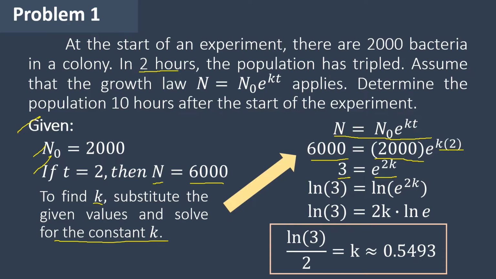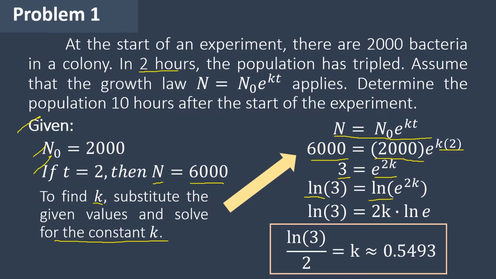Now, since yung k natin ay nasa exponent, then we're going to perform natural logarithm or itong ln. We're going to have another video discussing how to solve natural logarithms. So we're going to perform the natural logarithm sa both sides ng equation. So ln of 3 or natural logarithm of 3 is equal to the natural logarithm of e raised to the power of 2 times k.